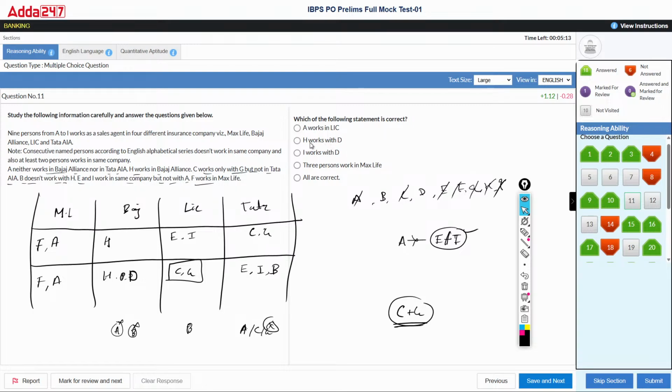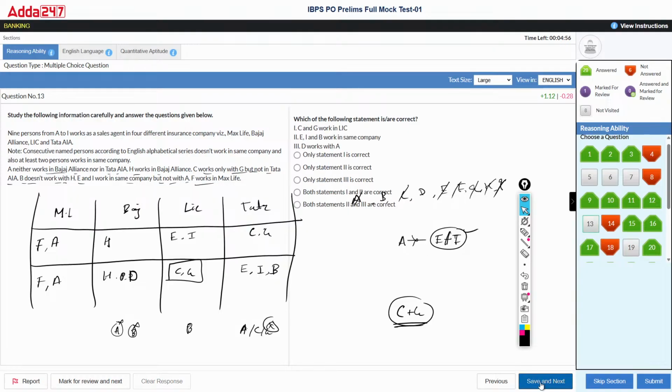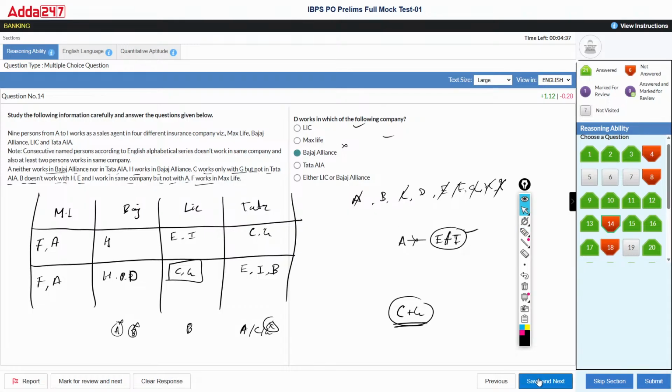H works with T, 3% max. No. If the following combination is correct, I, Tata, yes. A, LIC, no. C, Max, no. D, Tata, no. C and G in LIC. E, B, I, same company. D works only with A, so 1 and 2, correct. Following D, D is in company Bajaj. Either Bajaj or LIC. No, no, not LIC.